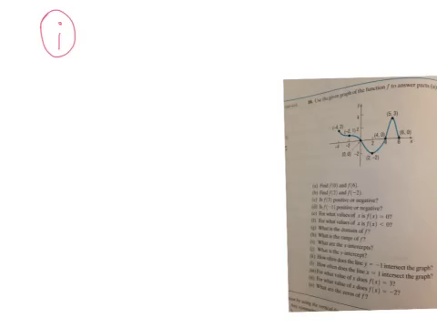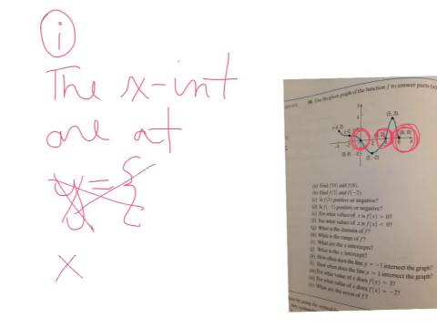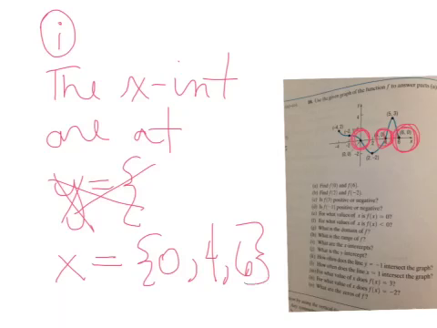X-intercepts are just where it intercepts the x-axis, or the roots, or the zeros. We can answer that different ways. So the x-intercepts are at x equals, and then our solution set is 0, comma 4, comma 6. The y values would just be 0 for that. So you want to label your x-intercepts, where they intercept the x-axis.